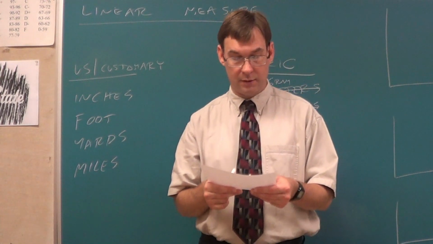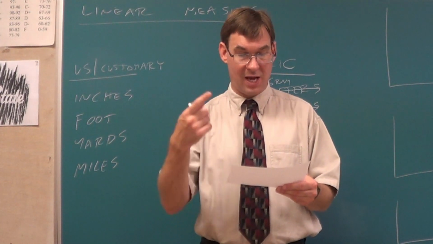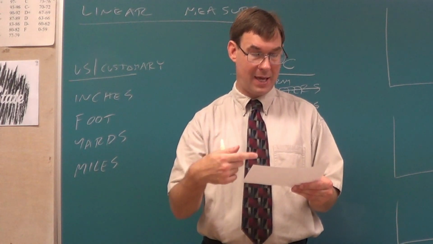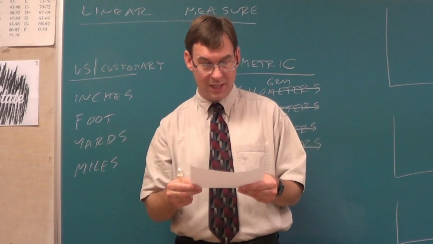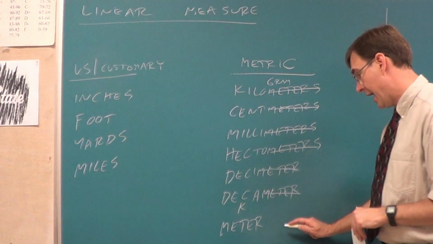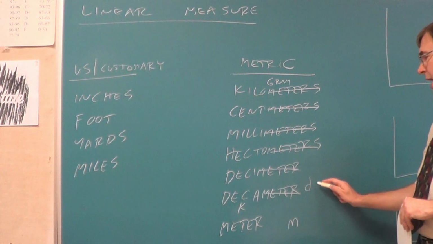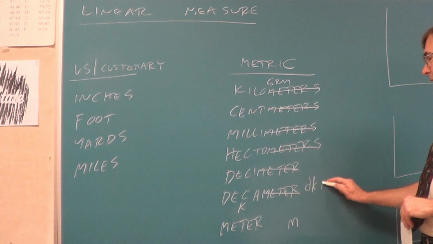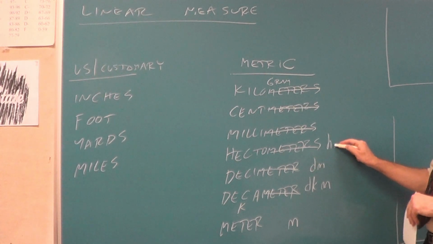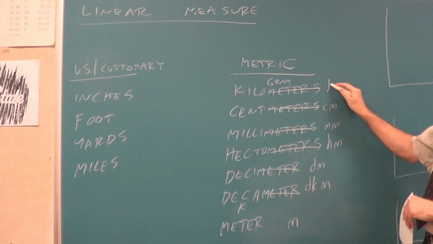Nano is N. Deca, it isn't a D because deci took the D. So if deci took the D, deca can't do the D. Deca can be DA, it can also be DK. So if I went back to what I had, meter would just be M. Decameter, you'd put DA or DK, and then put an M. Deci, you'd put a D, and then the M. Hectometer. Millimeter. Centimeter.